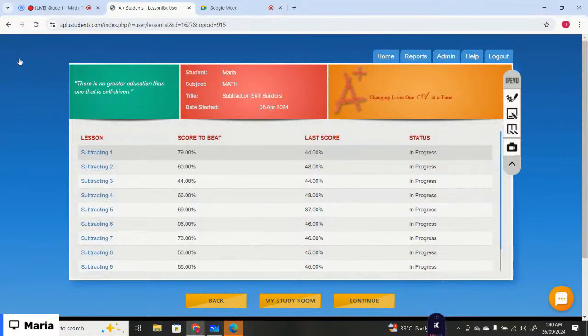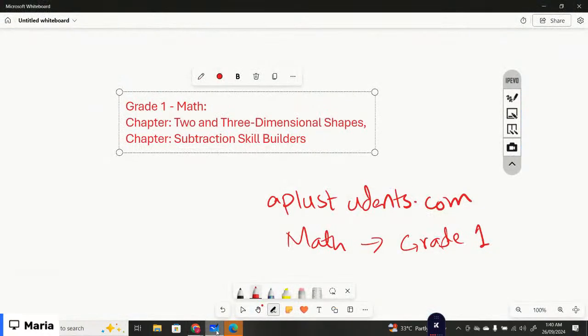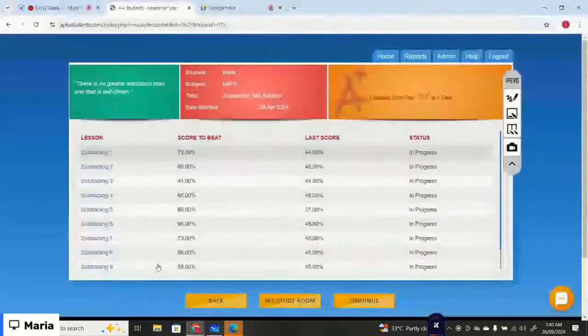We have started with the chapter on two and three-dimensional shapes, and we have finished the chapter. Then we have started subtraction skill builders. The lesson we have covered today is subtracting one, right? So please make sure before the next session you complete all the practice questions for the lessons we just did. If you still need help with any of the lessons, here you can see the live chat button.